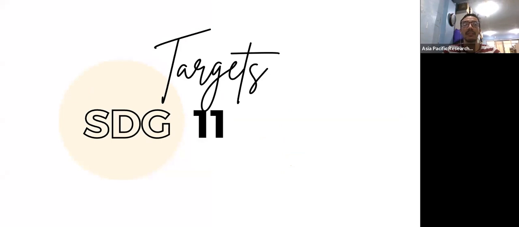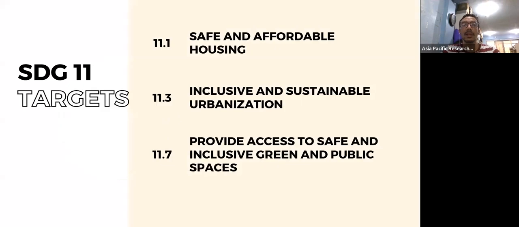So SDG 11 actually has around 10 targets, but I will just be pointing out the targets which we think are more relevant in today's discussion. They are targets 11.1, which is on safe and affordable housing, 11.3 on inclusive and sustainable urbanization, and 11.7, which provides access to safe and inclusive green and public spaces.